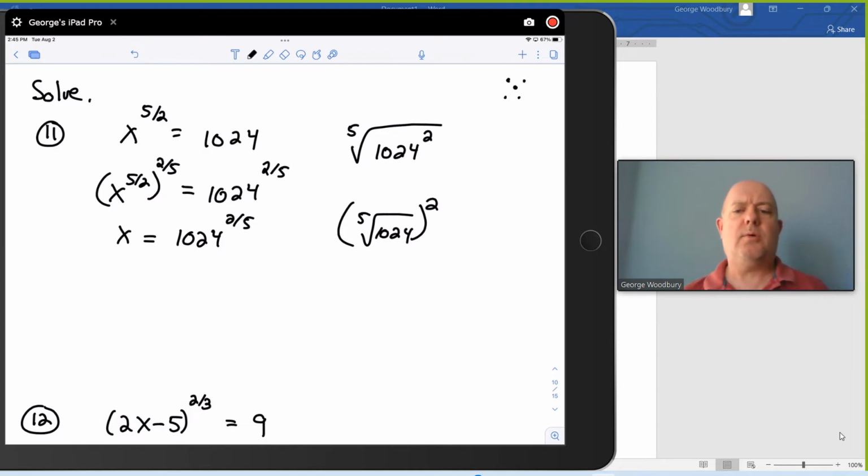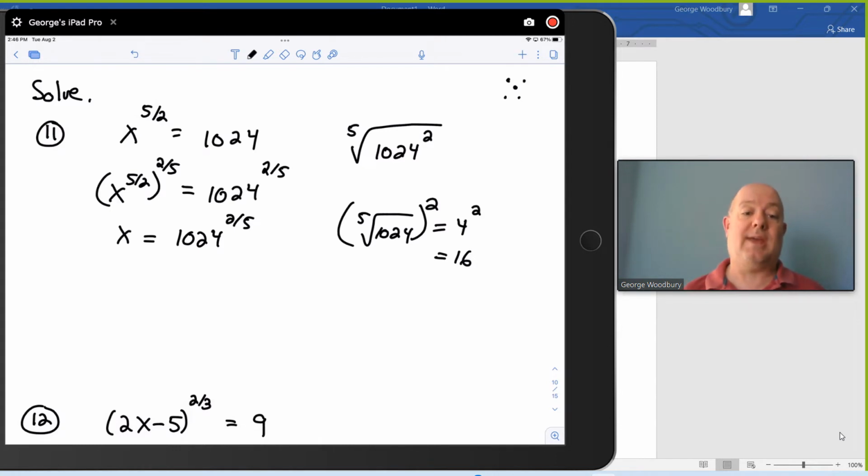So one thing we could try is start raising numbers to the 5th power. 2 to the 5th power equals 32, too small. 3 to the 5th power equals 243, too small. On our calculator, try 4 to the 5th power and you'll hit 1024. So this is the same as 4 squared, or 16. The other way is going to be a lot more challenging.